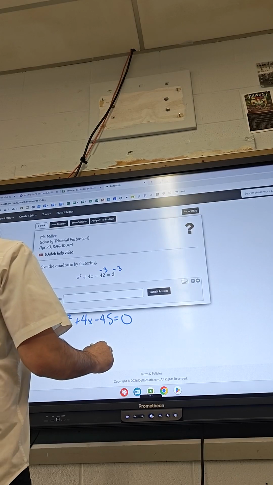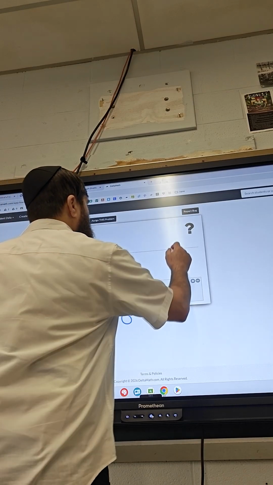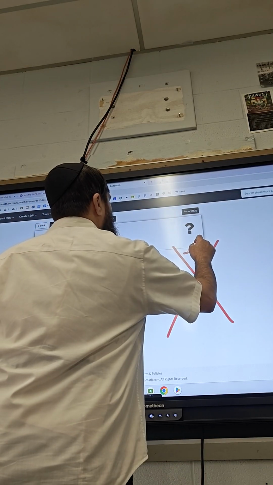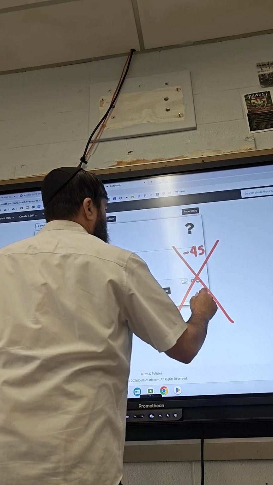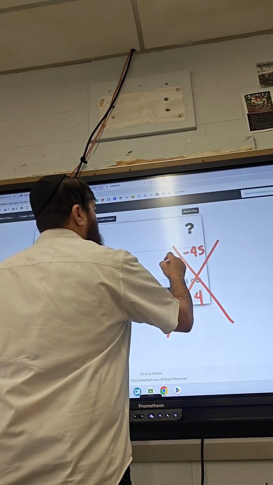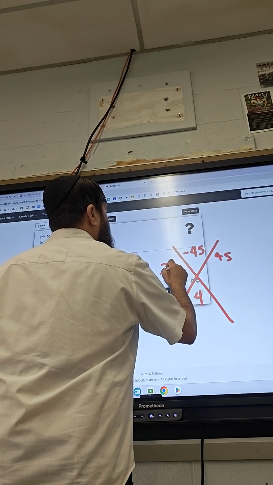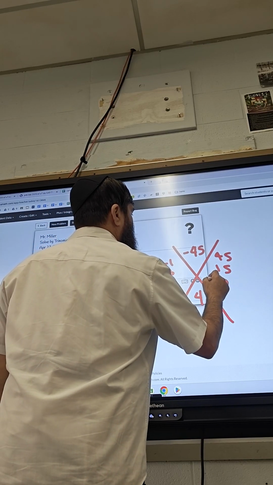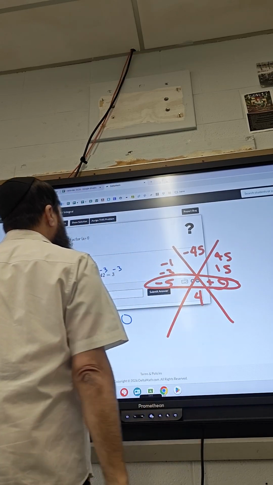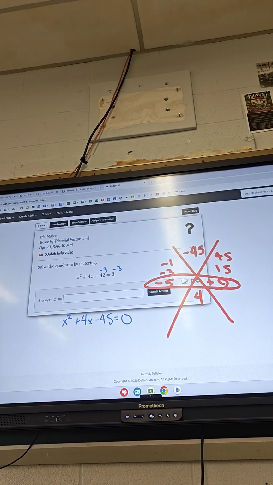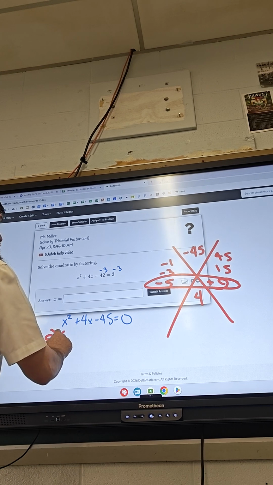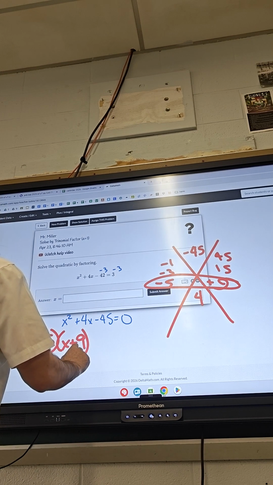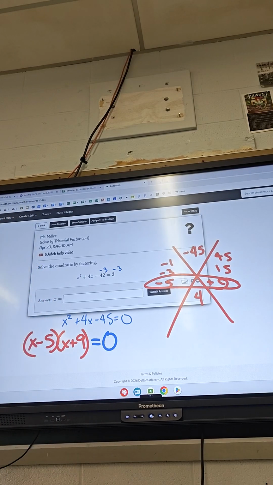And then we can get to the fun part, quote unquote, where we find two numbers that multiply to negative 45 and add to 4. We go negative 1, 45, negative 3, 15, negative 5 and positive 9. That's my winner. All right. So again, this is where things change up a little bit because you go x minus 5 times x plus 9. You have to set it equal to 0, so you're setting each of those equal to 0.